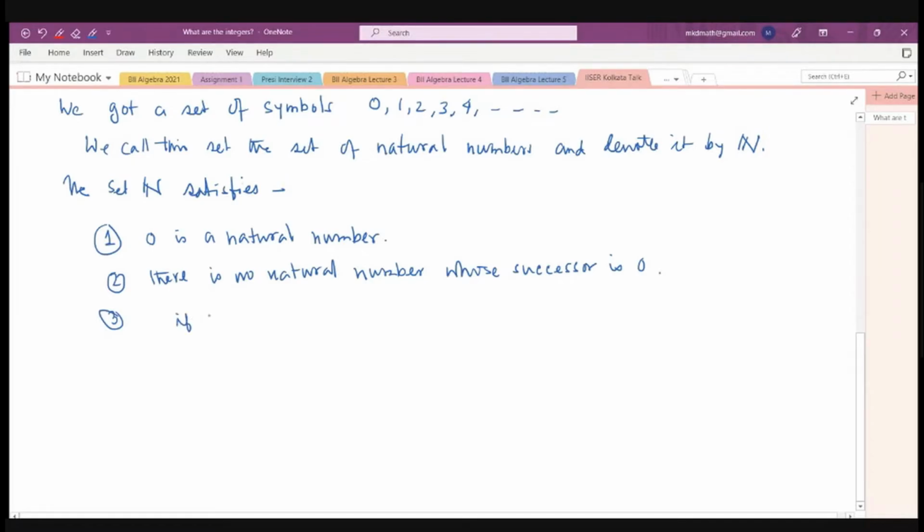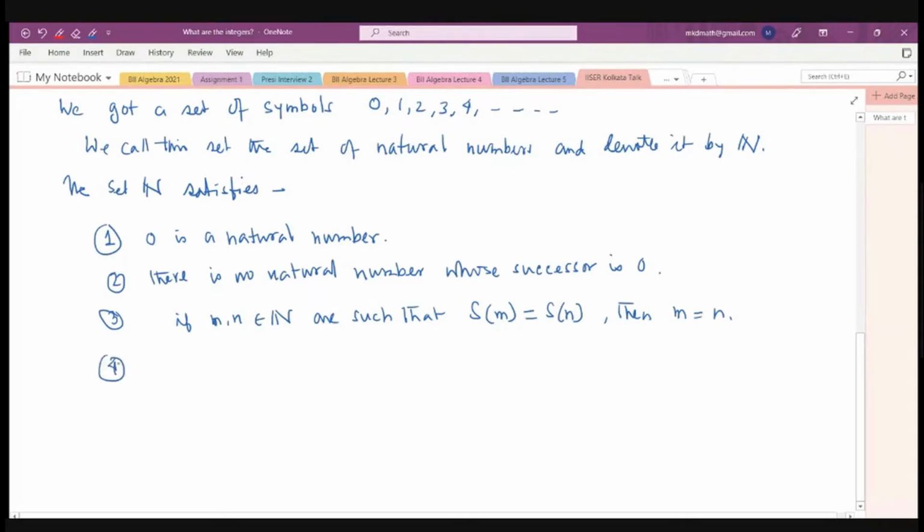Number 3, if m, n are two natural numbers such that their successors are the same, then they are equal.